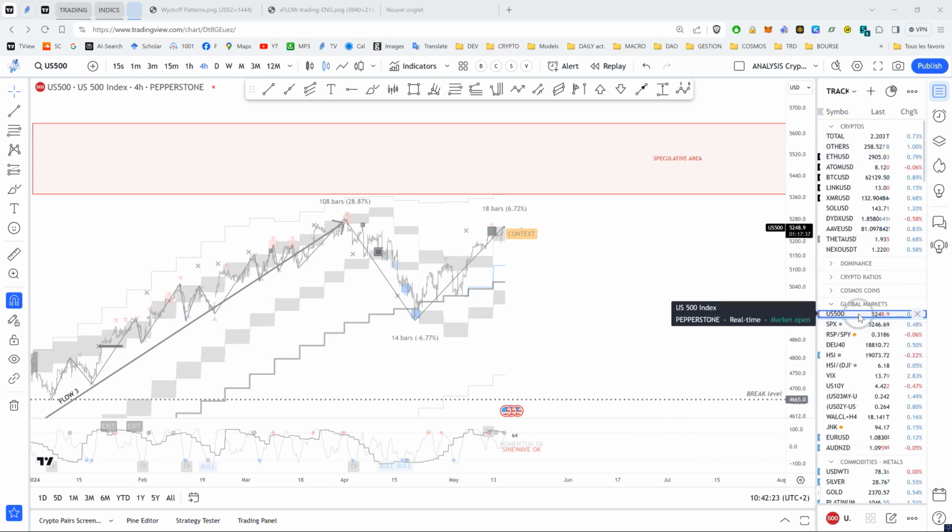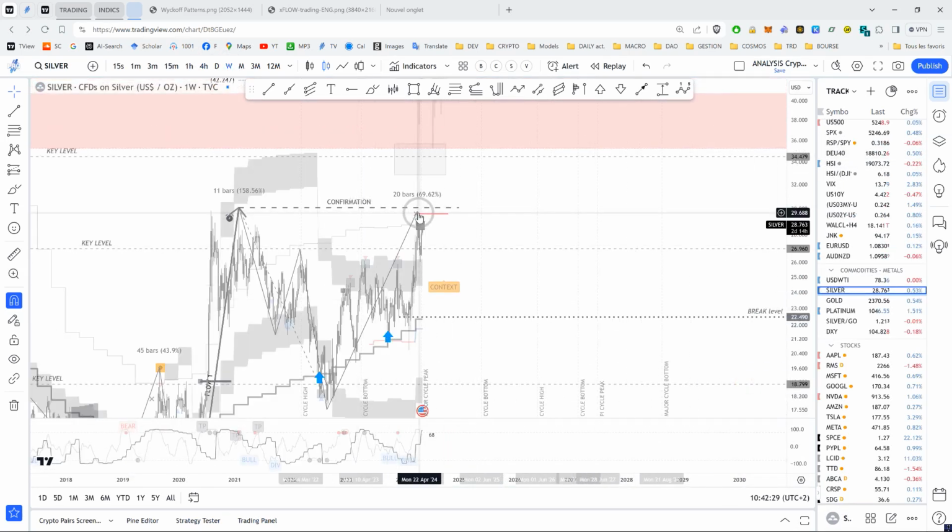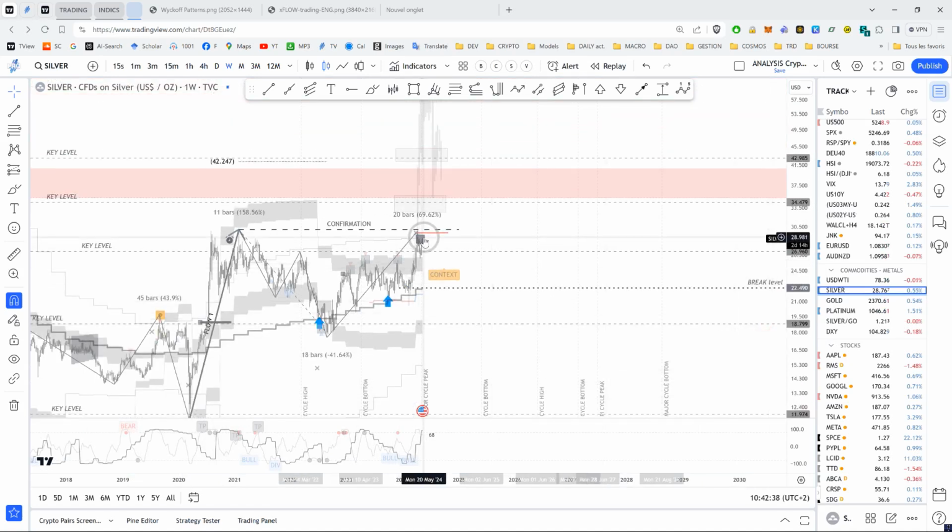All right, so that's for the S&P 500. Regarding silver, very quickly in here, nothing has changed. In the weekly chart, we're accumulating below that target. Remember that the previous flow has clearly broken through that target very easily, so I think we're going to do the same. It's just a matter of time.